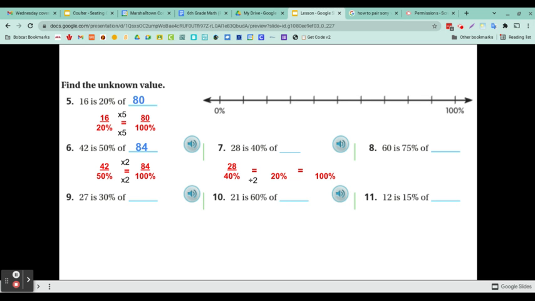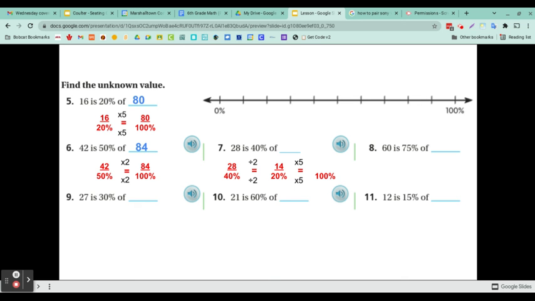And to do that, I need to divide by 2. So again, like we did with the other ones, if I divide one by 2, I need to do the other one by 2. So 28 divided by 2 is going to be what? So I should get 14. 28 divided by 2 is 14. So now I know that 14 is 20%. And from there, I can go to 100%. So how many 20s does it take to get to 100%? So it takes 5 20s to get to 100.